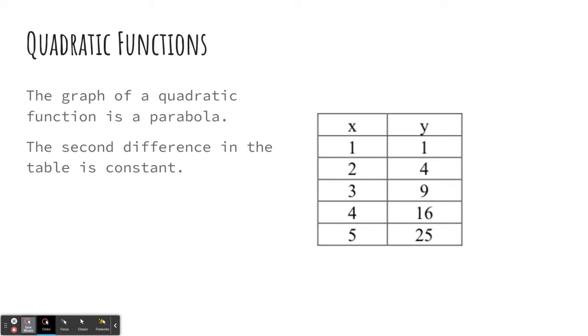The graph of a quadratic function is a parabola. To tell if a table is a parabola and a quadratic function, you look at the second difference. So we're going to do our first differences first.